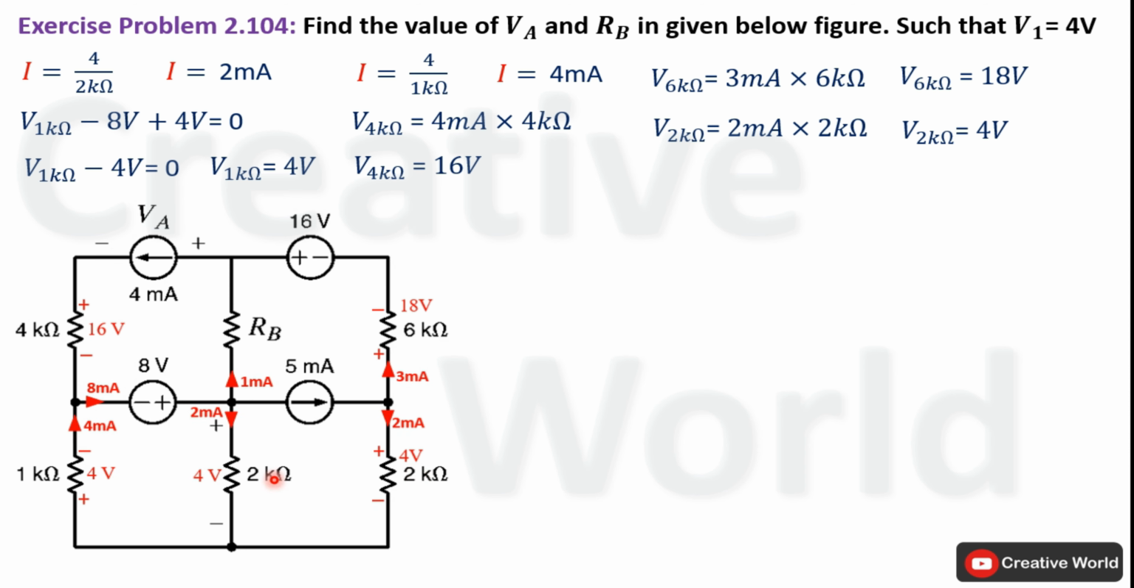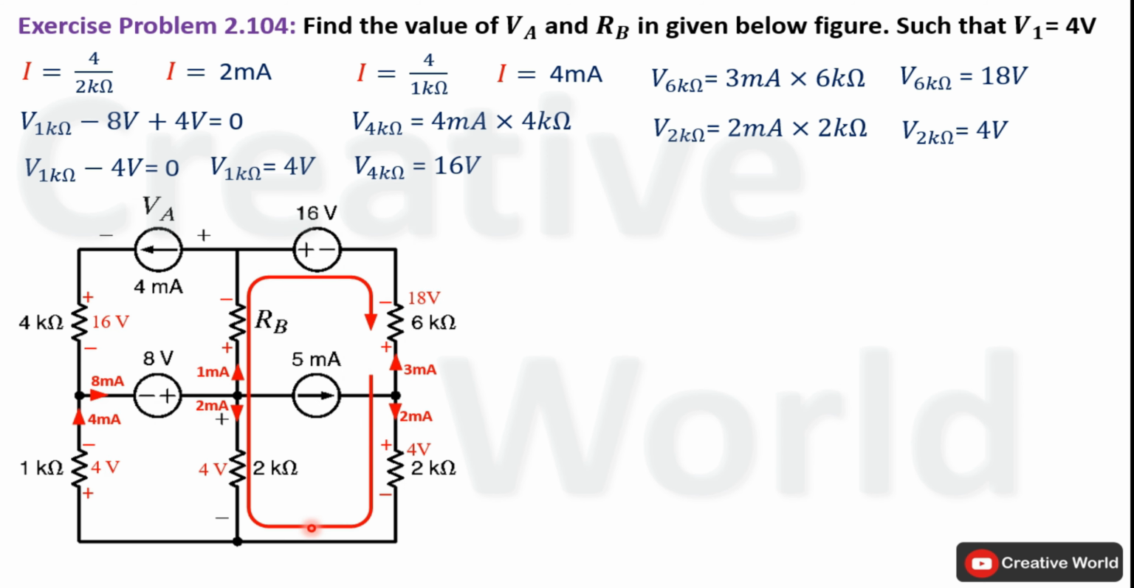Now we will apply Kirchhoff's voltage law through this closed loop to calculate voltage across this resistance RB. If we succeed to calculate voltage across it, current through it is known. So by applying Ohm's law, we will be able to calculate resistance RB. So apply Kirchhoff's voltage law through this closed loop. For that purpose, we are assuming the direction of current in clockwise direction, and according to this assumed direction of current, polarity notation across this resistance is marked.